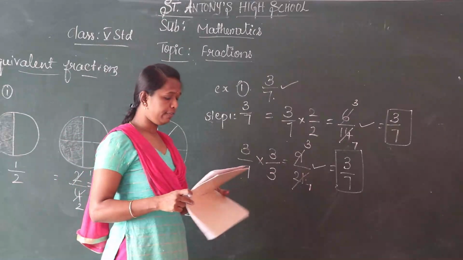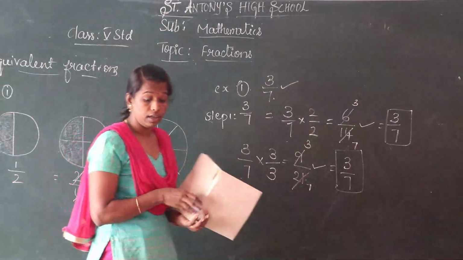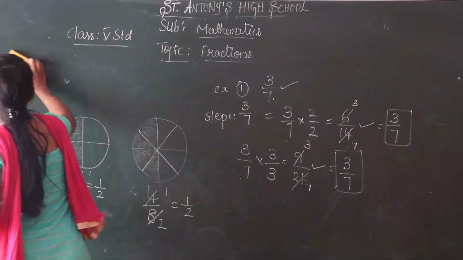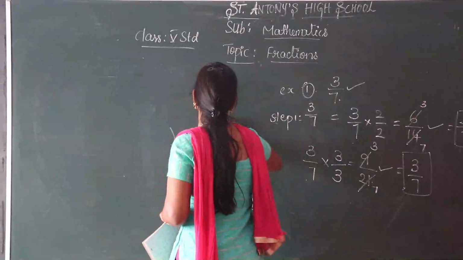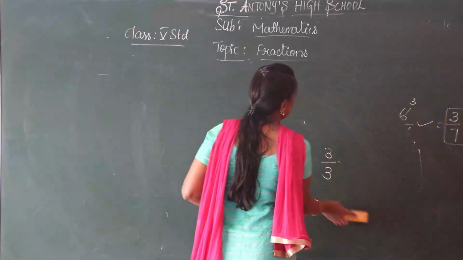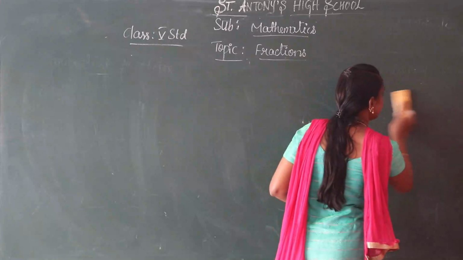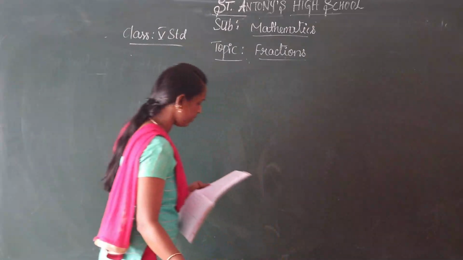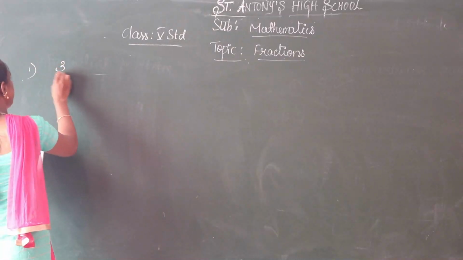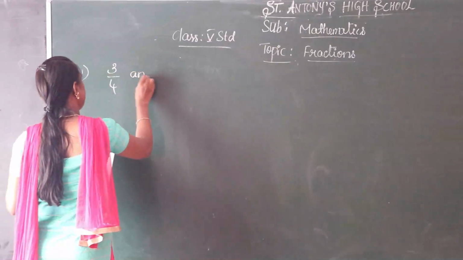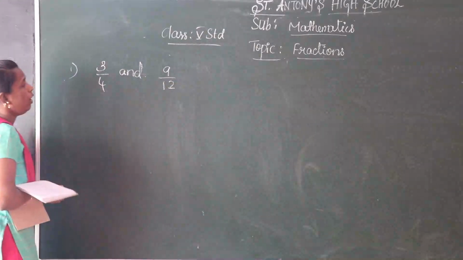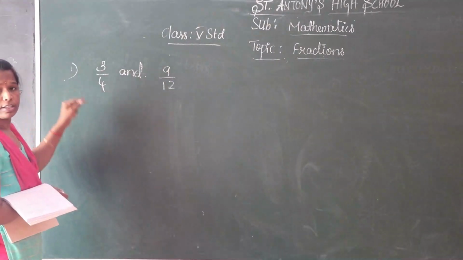So let us check the fractions, whether they may be equivalent or not. Some fractions may be equivalent or not, so we cross check the fractions. In the first one, 3 by 4 and 9 by 12. Okay, two fractions are there.